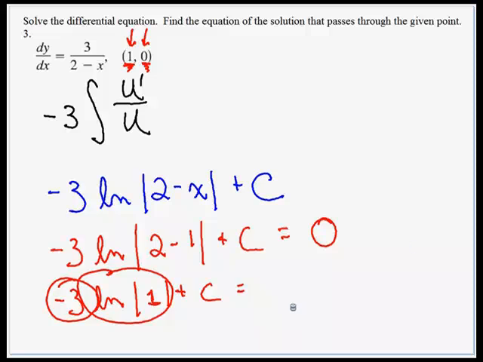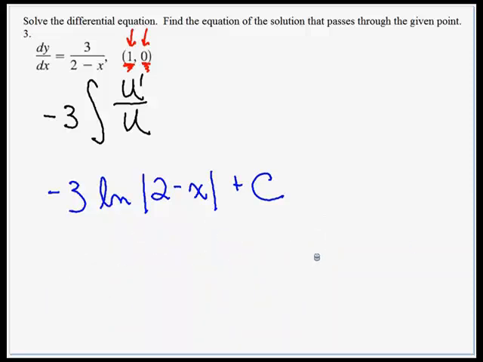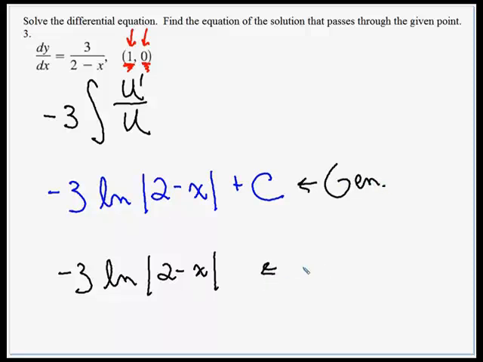So actually our particular solution is we're basically going to drop the c off. We could rewrite it as negative 3 natural log of 2 minus x plus 0. But we don't need the plus 0. It's nothing on there. So this is our general solution, and this is our particular solution. That is the equation of the line that passes through that given point.